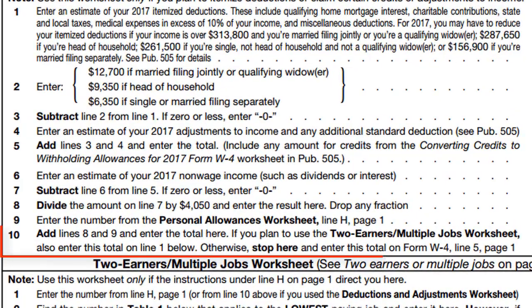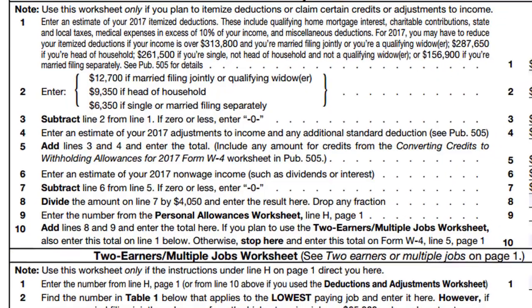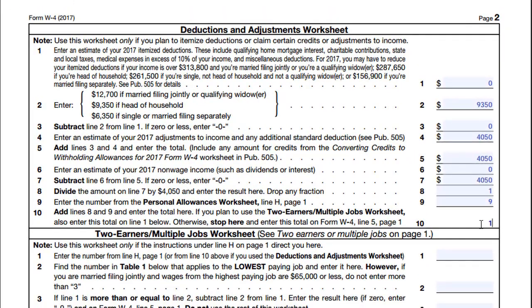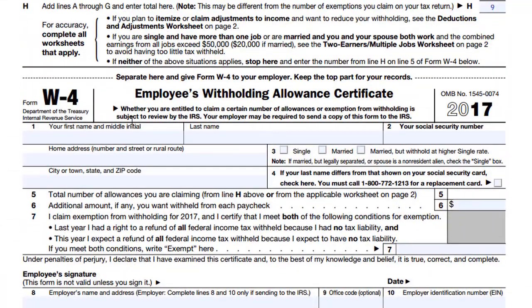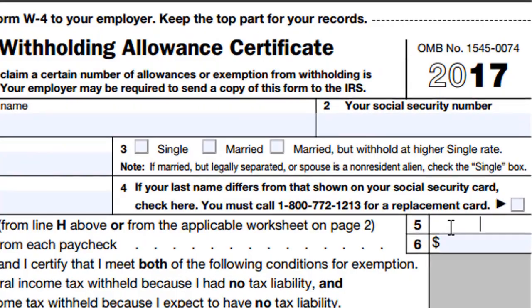Line 10. Add lines 8 and 9 and enter the total here. If you plan to use the Two Earners Multiple Jobs worksheet, also enter this total on line 1 below. Otherwise, stop here and enter this total on Form W4, line 5, page 1. Line 8 plus line 9 equals 10. Susan does not plan to use the two earners multiple jobs worksheet, so she puts 10 on line 5 of page 1.